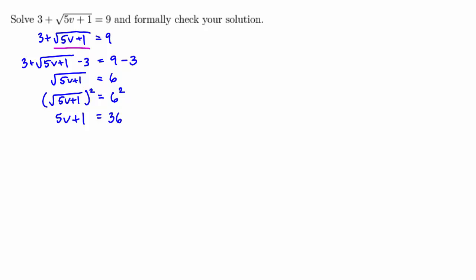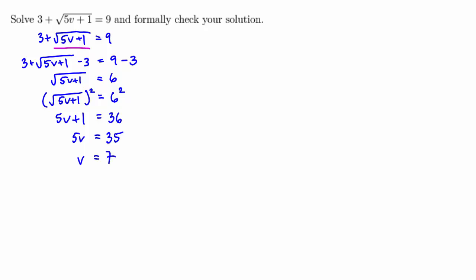From here, I just have a linear equation. So I want to solve for v. I have 5v plus 1 equal to 36. The first thing I'll do is isolate that 5v, so I'll subtract 1 from each side, and that will give me 5v equal to 35. To finish solving for v, we can divide each side by 5, and we'll just get v equal to 7.